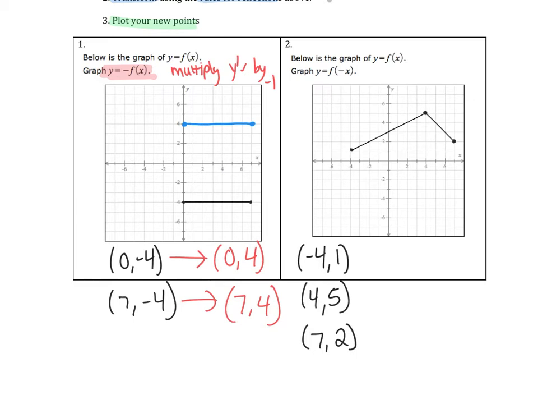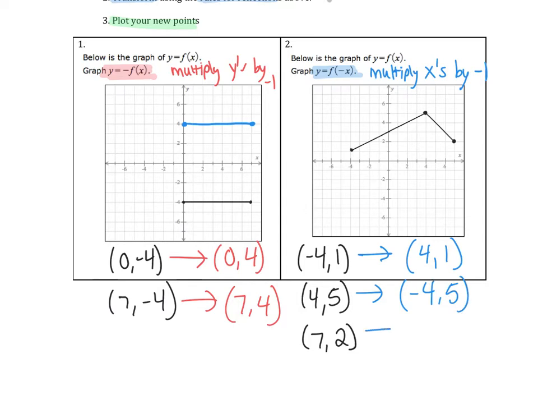And then we're going to do the transformation that it asks us. In this one, it wants the graph of y equals f of -x. This is on the inside, so that tells me that I am going to multiply the x coordinates, or the x's, by -1 this time. So let's look at what our transformation looks like. If I multiply the first coordinate by -1, I've got 4, 1. Then if I multiply the first coordinate by -1 here, it's -4, 5. And then I multiply the first coordinate here by a -1, and it's -7, 2.